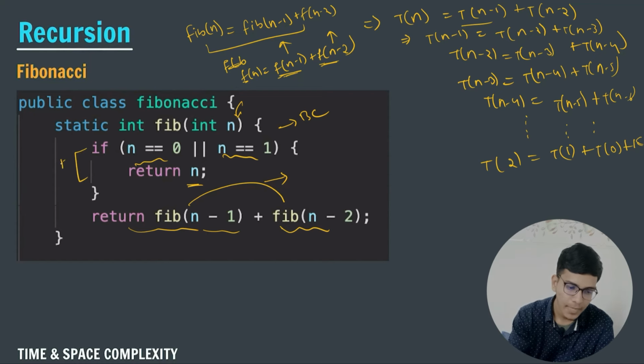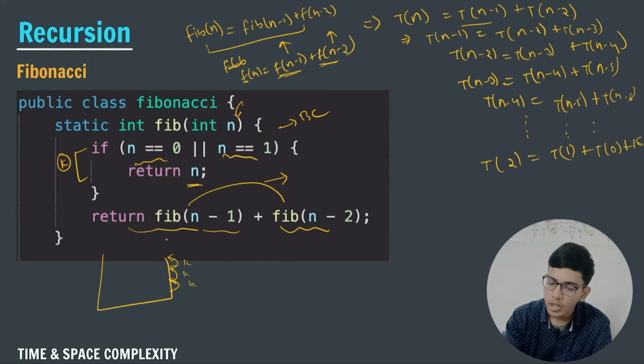So whatever operations I'm performing, this is the base case, right? For this, this is the call stack. So function calling will take place like this, and in each function call I'm doing some k work or k operations. So for that particular reason I am writing k here. So T of 1, suppose it will take k1 operations, and T of 0, let us consider that it will take k2 operations. So my T of 2 will become k1 plus k2 plus k.